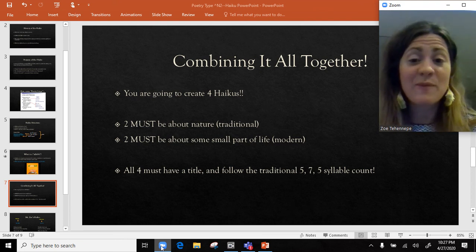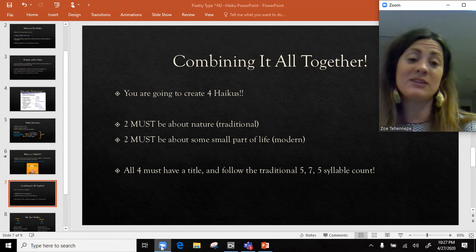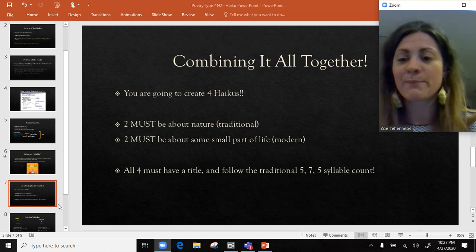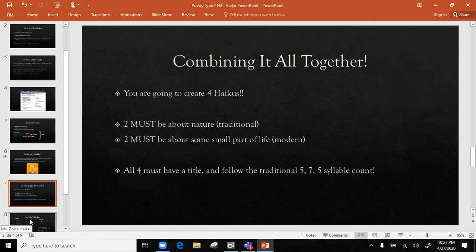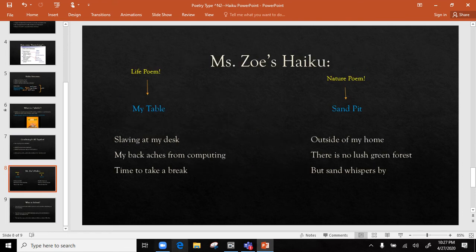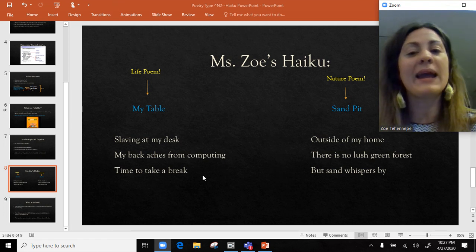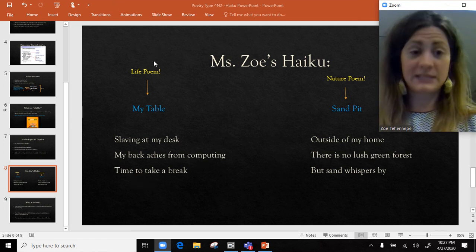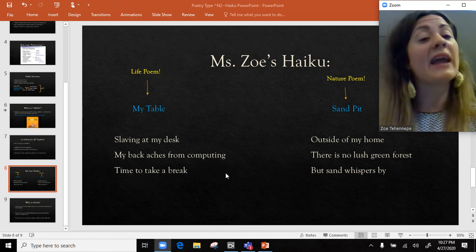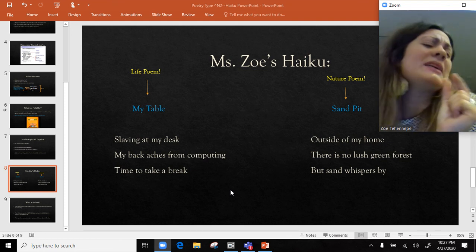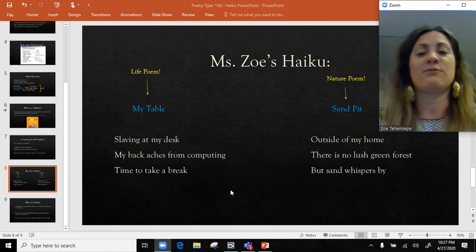Okay, of your 4 poems, all 4 must have a title, and they must follow the traditional 5-7-5 syllable count, okay? I wrote a couple for you, so I'm going to read them. These are my 2 haiku examples. So first I'm going to read my Table, which is my version of a life poem that looks at just a tiny, minute little piece of life that is usually overlooked, okay?